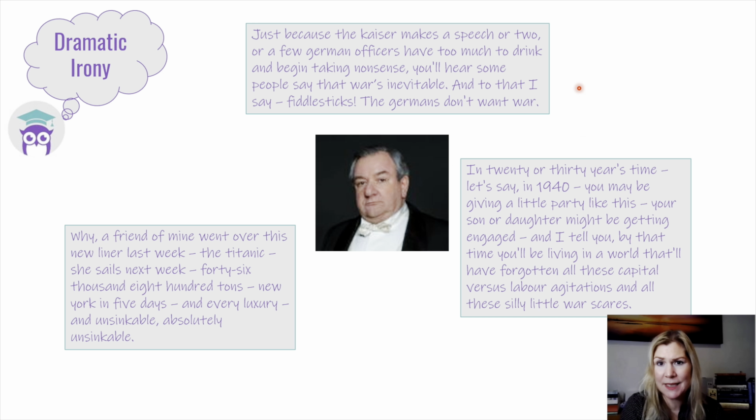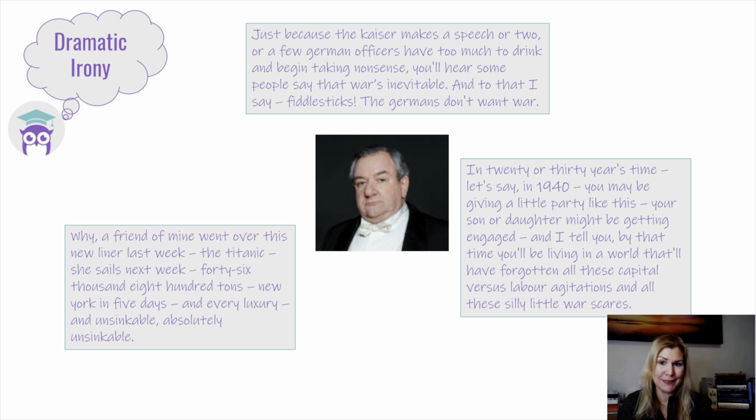Likewise, when he says that the Germans don't want war in 1912, and even goes as far as using the exclamative "fiddlesticks" to demonstrate his utter scorn at the idea that anyone might want to go to war, we know that he's wrong. Likewise, when he talks about the capital versus labour agitations and how they're going to disappear, they're going to dissipate, we know that the next period of time continues all of these troubles and threats of labour strikes. He is dead wrong.